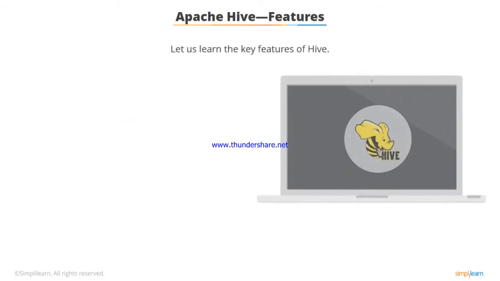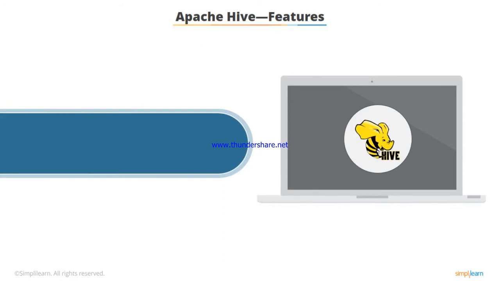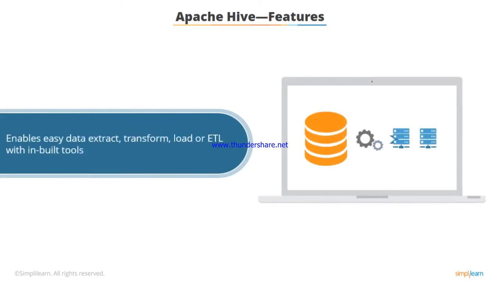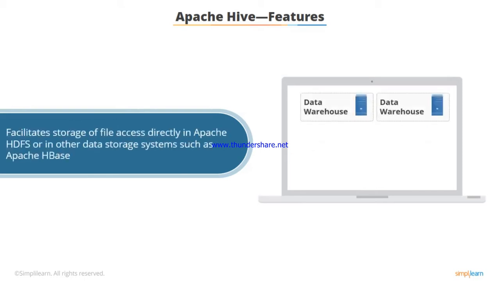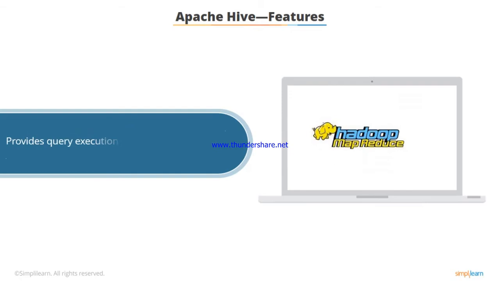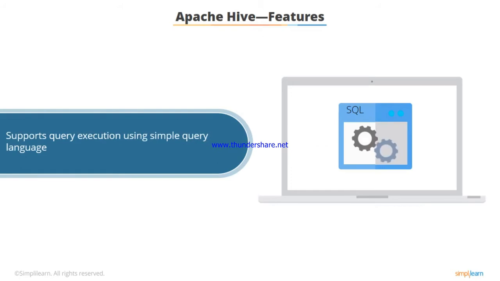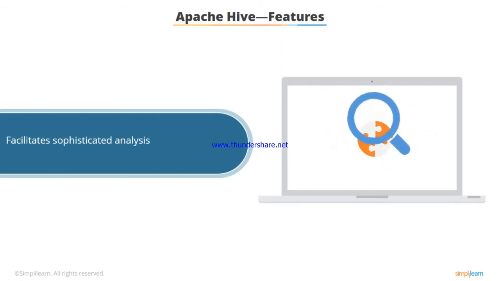Some of the key features of Hive are: It enables easy data extract, transform, load, or ETL with inbuilt tools. Supports structuring of multiple and varied data formats. Facilitates storage of file access directly in Apache HDFS or in other data storage systems such as Apache HBase. Provides query execution via MapReduce. Supports query execution using simple query language. Supports plugging in of custom mappers and reducers. Facilitates sophisticated analysis.